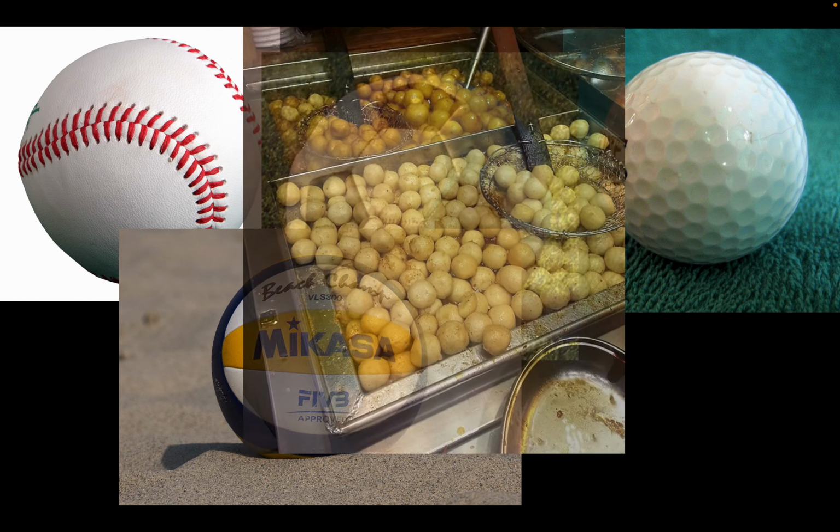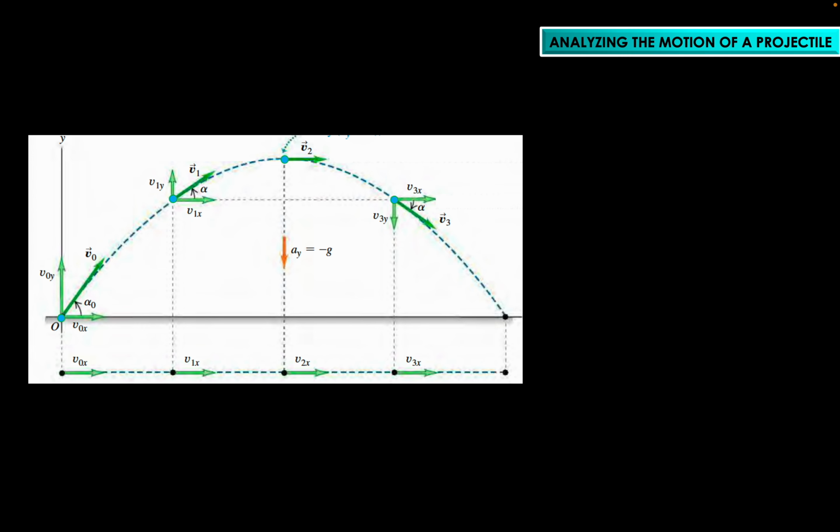That's why most physics problems on projectiles involve baseball, soccer ball, golf ball, volleyball, and many other kinds of balls. Yeah, so not just balls, of course, even rocks, pebbles, and other things that do not travel that far and are not significantly slowed down by air resistance. So next, we're gonna analyze the motion of a projectile.